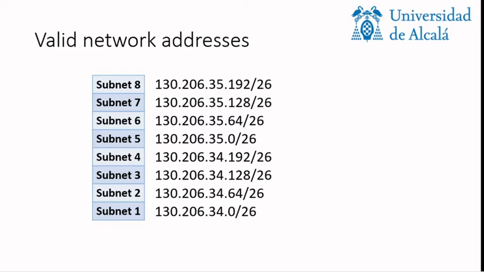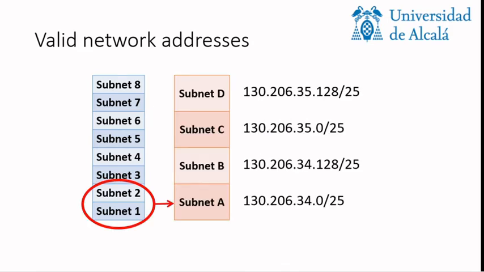Okay, but we have to be careful. Let's see why we have to be careful. In this example, network 1 and 2 can be aggregated into subnet A. In this case, the new mask is /25, and the network address would be the lowest of the two previous ones, which is the one ending in 0. We can do the same with 3 and 4, 5 and 6, and 7 and 8, having B, C, and D, with these resulting network addresses.